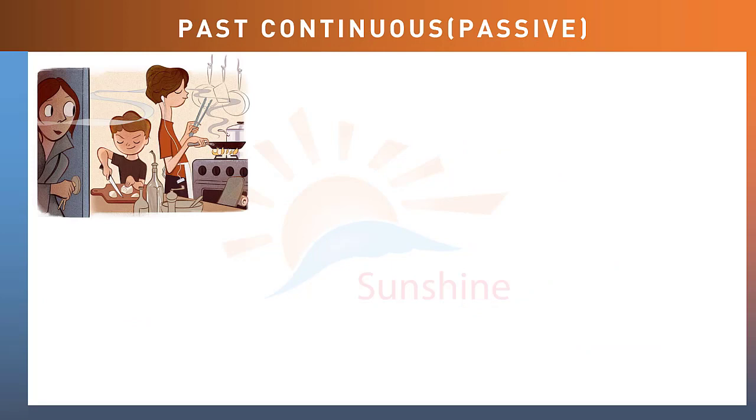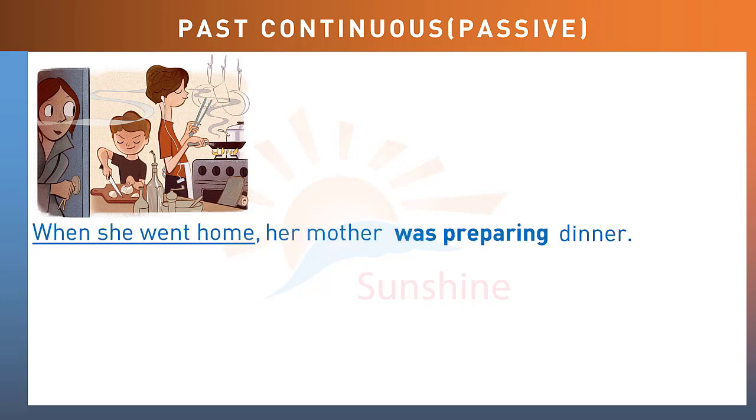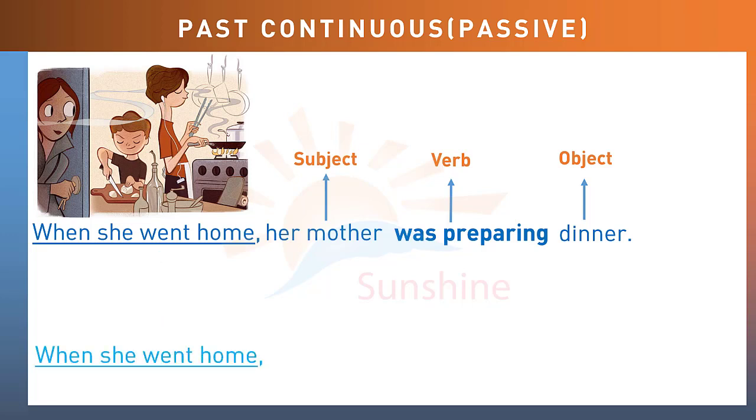Now, past continuous. The active voice. When she went home, her mother was preparing dinner. Her mother is the subject, preparing is the verb, dinner is the object. So we add the first part of the sentence unchanged. When she went home, dinner was being prepared by her mother.